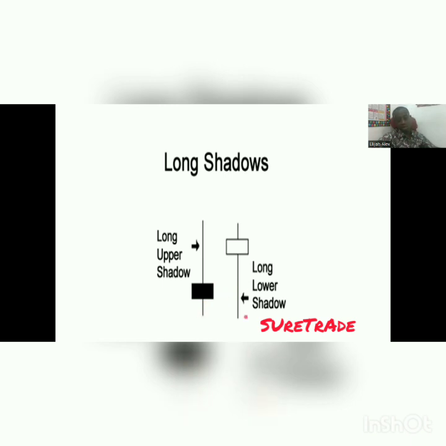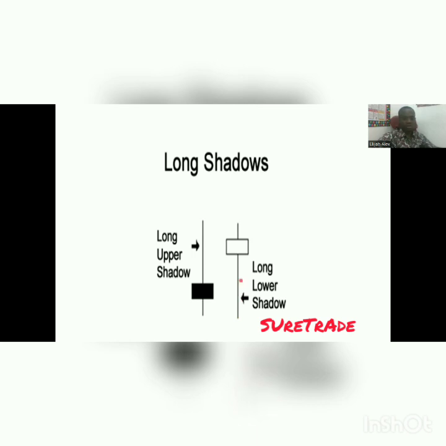The same has to do with this particular candlestick pattern. It opened here, and for one reason or the other, the sellers pushed the price downward to this point, and the buyers came into the market, probably because of some forces of demand and supply or a support level.